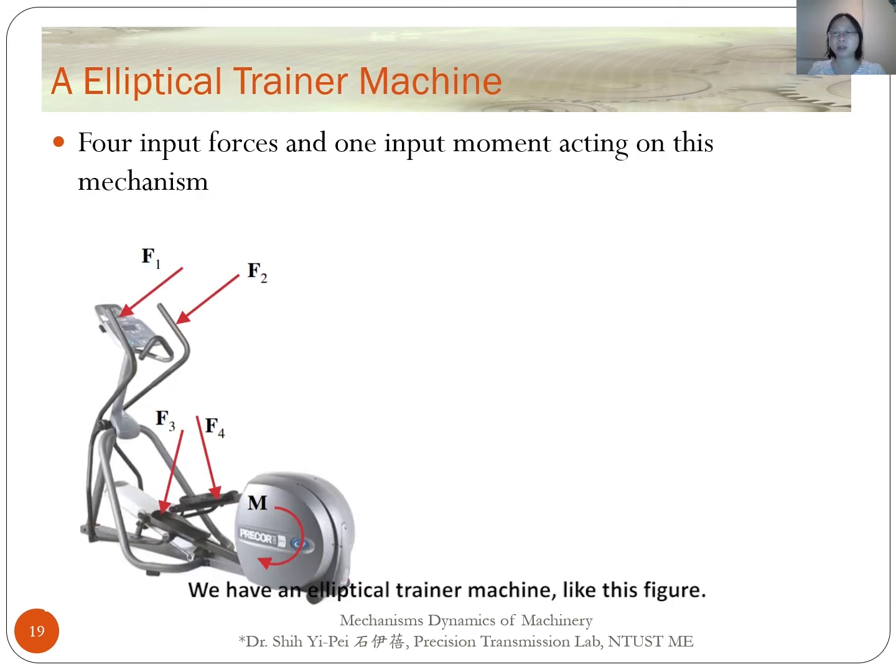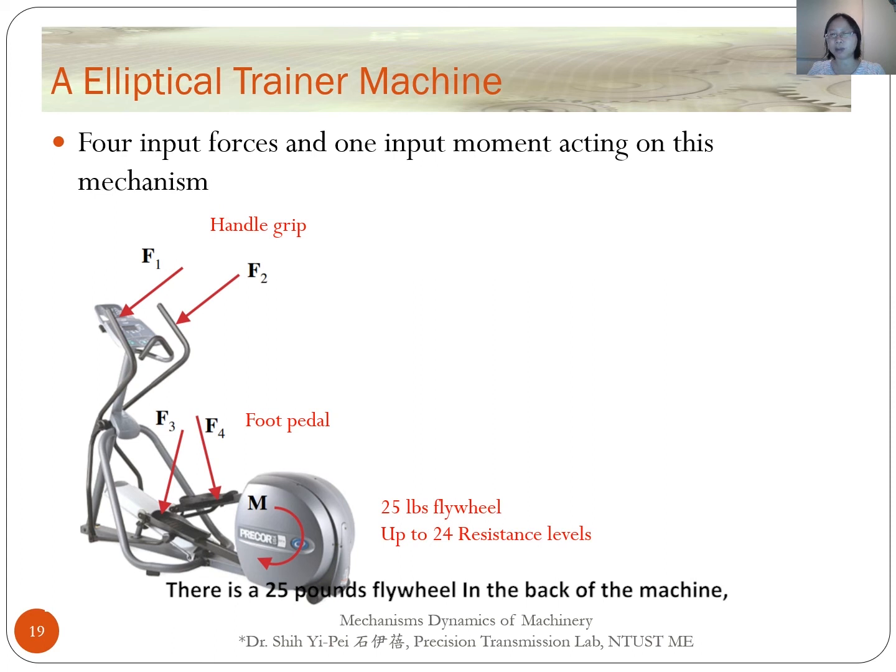We have an elliptical trainer machine like this figure. When you stay on the machine, you put your feet on the foot pedals and put your hands on the handle grip. There is a 25 pound flywheel in the back of the machine. You can choose from up to 24 resistance levels on the operator screen. It means you can either increase or decrease the moment to change the forces exerted by your feet.